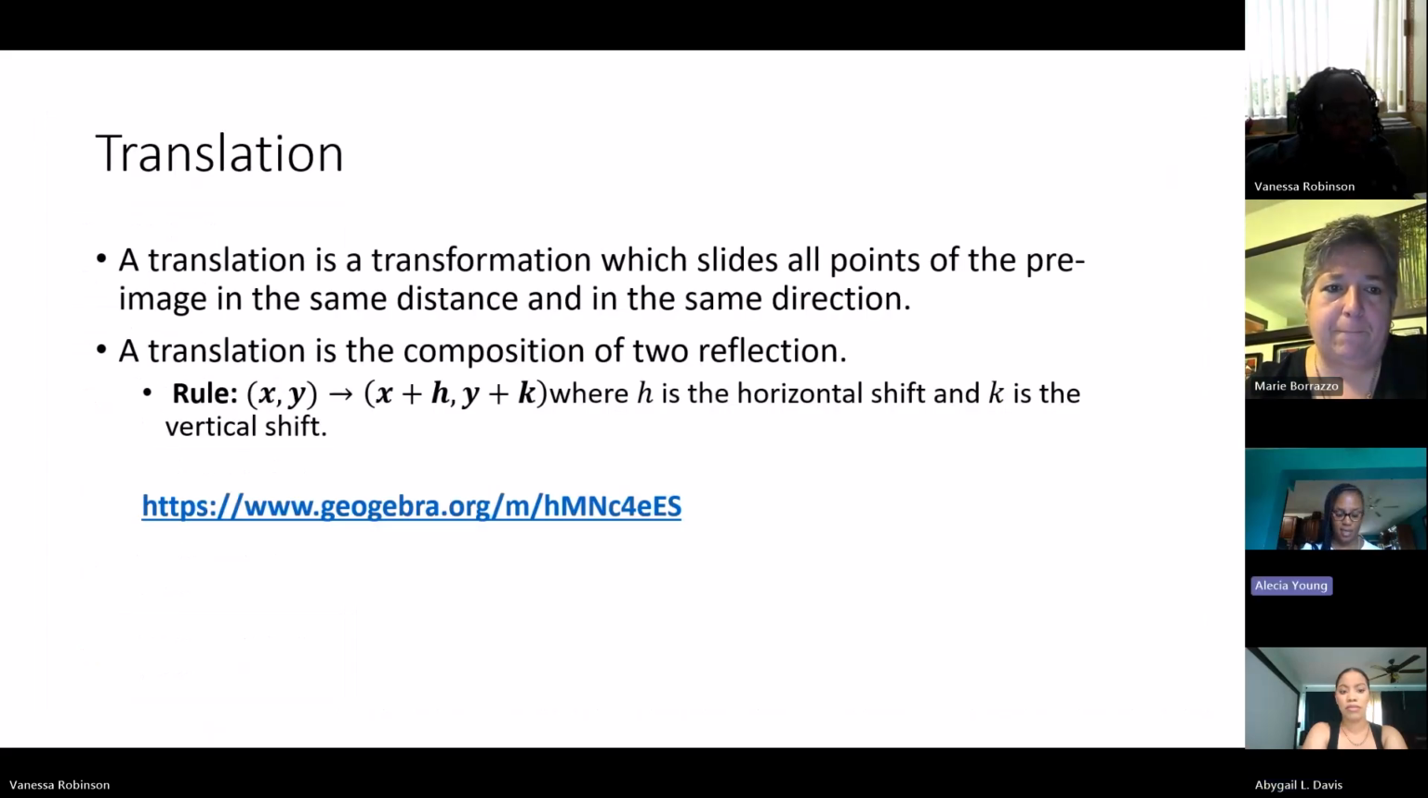As Marie just said, a translation is a transformation which slides all points of the pre-image the same distance and in the same direction. A translation is also a composition of two reflections. The rule for a translation is: the pre-image is (x, y), and to get the image, you add h and k to x and y, where h is your horizontal shift and k is your vertical shift.